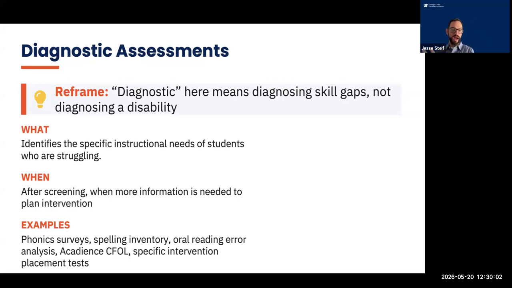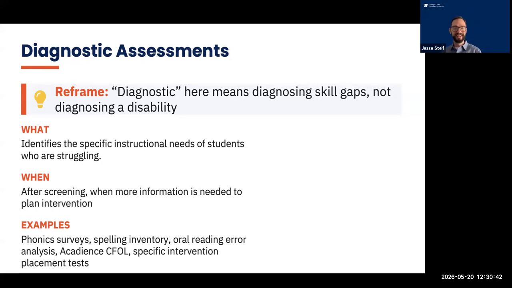On the language side, on the more comprehension oriented side, there aren't as many. There are some new ones that are just starting to come out in the last maybe year or 2 years. There's one, the Acadience Comprehension, Fluency, and Oral Language Diagnostic Assessment that will let you understand how your students understand, for example, narrative language and text structures, their ability to make inferences, their vocabulary, and a wide variety of other comprehension skills.